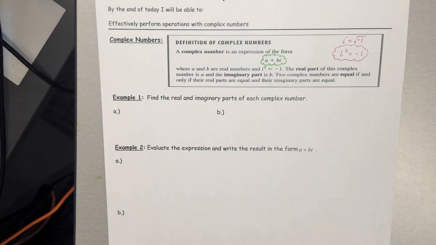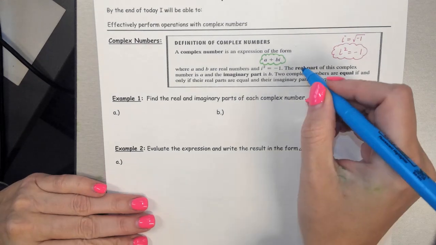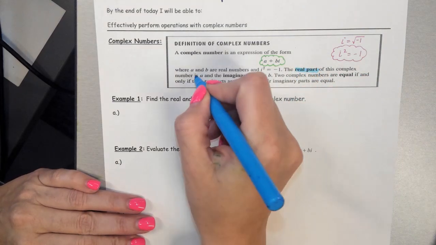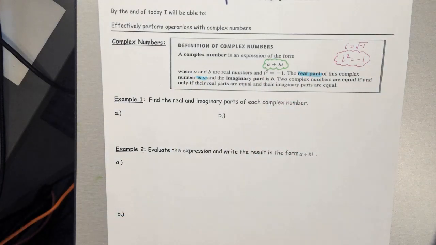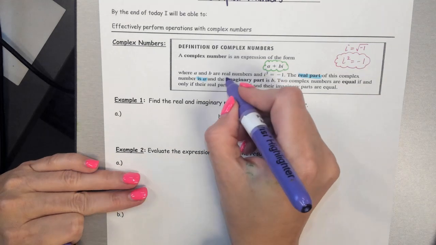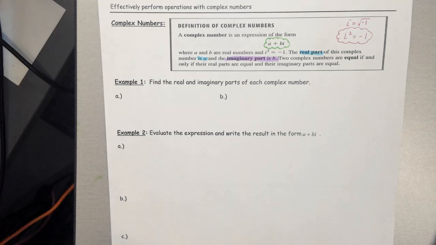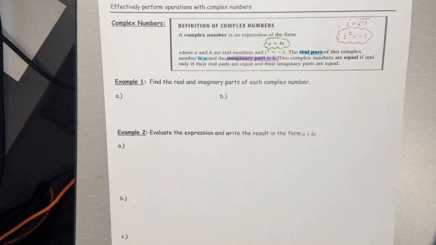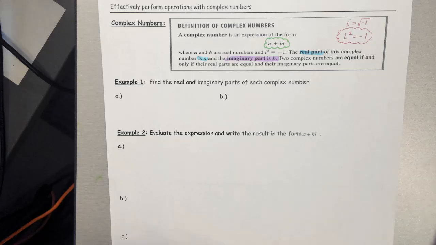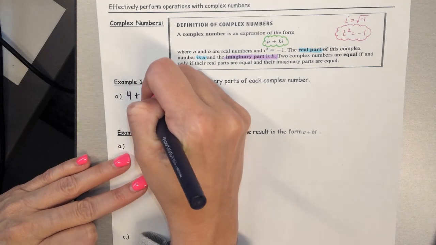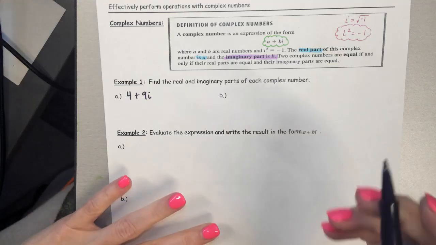And then something else we're going to do today is identify the real part and the imaginary part. Okay, so the real part of the complex number is a, and the imaginary part is going to be b. Okay, and we say that two complex values are equal if the real part and the imaginary part are the same. So in example 1, we're going to find the real part of each number and the imaginary part.